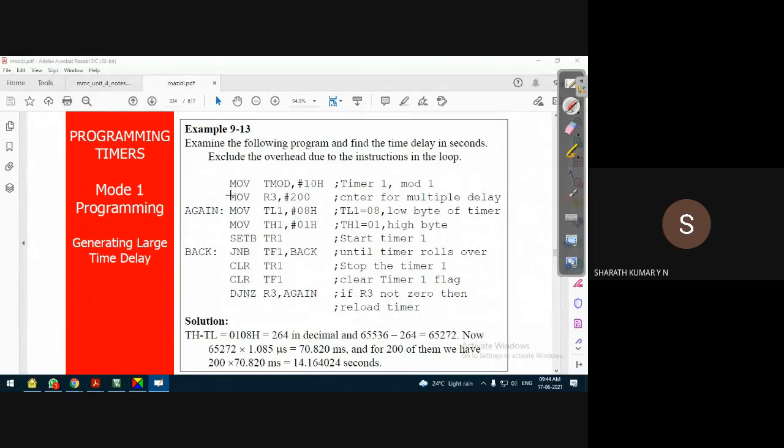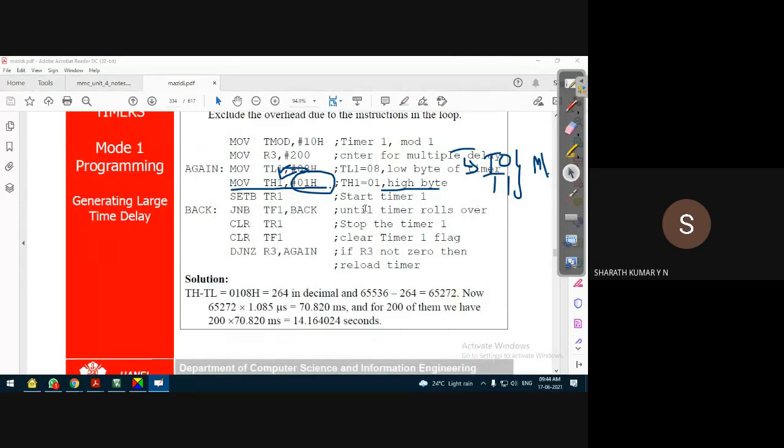In this case, for highest delay generation, it is always better to consider any timer, either timer 0 or timer 1, in mode 1 operation. In this program, the author has considered timer 1 in mode 1 operation by loading 10H to the TMOD register. I think this is meant to generate a 1 second delay, but this is generating a 14-second delay.